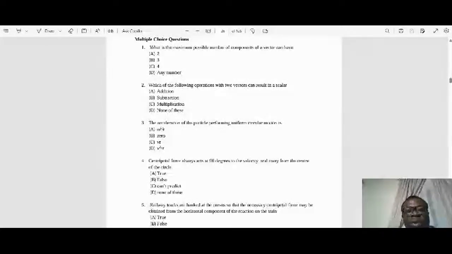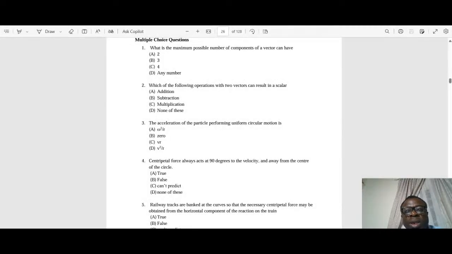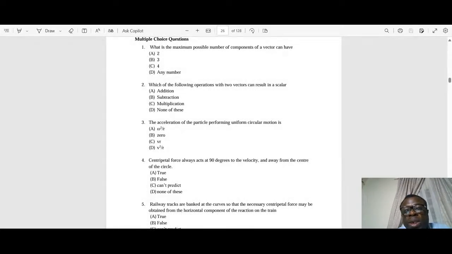So again, which of the following operations with two vectors can result in a scalar? A, addition. B, subtraction. C, multiplication. D, none of this. So it's multiplication. So we'll proceed. Next question.